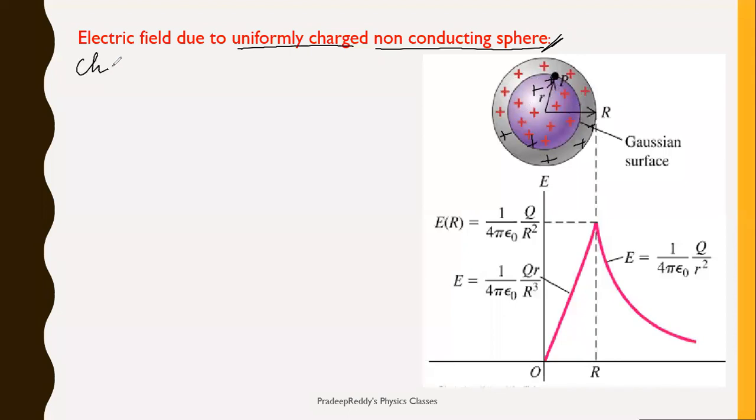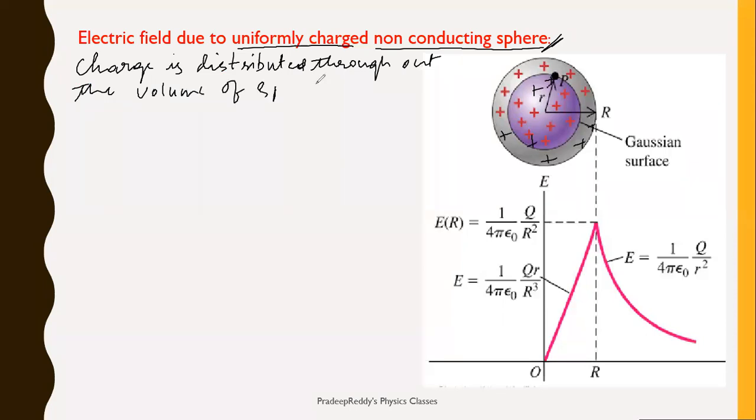So, charge is distributed throughout the material, throughout the volume of the sphere. As we are dealing with volume, you need to now consider volume charge distribution. Volume charge distribution is equal to capital Q divided by volume, and we are dealing with a sphere, so you need to substitute the volume of the sphere.